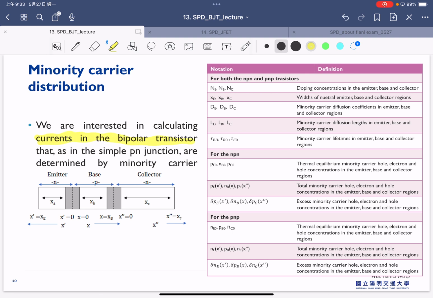And similar to the case of the PN junction, the current in the bipolar transistor is determined by the minority carriers. That's why in the last lectures we focused on the minority carrier distribution, because in the end we will use it to estimate the current in the bipolar transistor. So here is some of the notation that we will use later on for the current calculation.